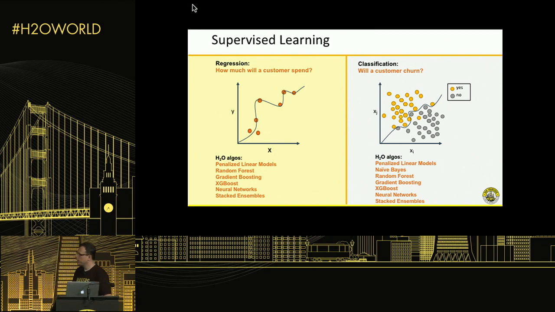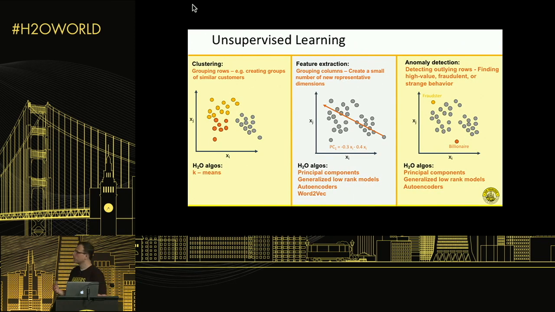The other type is classification. We have two or many classes, but a finite amount of known classes that we are trying to classify into. And for the simple case of binomial classification, we can just say yes or no, will the customer churn or not, and H2O has you covered. We have implemented algorithms for both of these problems, and we will talk about some of them later during the hands-on.